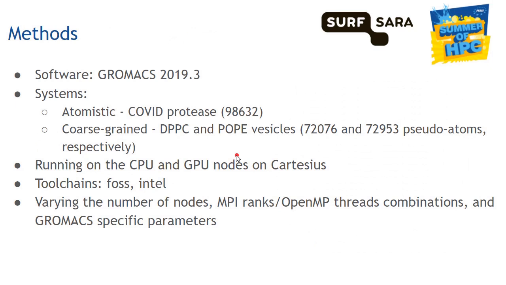The software I was benchmarking was GROMACS, which is widely used for MD simulations and has very well implemented options for parallelization. I benchmarked 3 systems, 1 atomistic and 2 coarse-grained. The simulations were run on both the CPU and the GPU nodes, and I also compared the performance of GROMACS compiled with different toolchains.